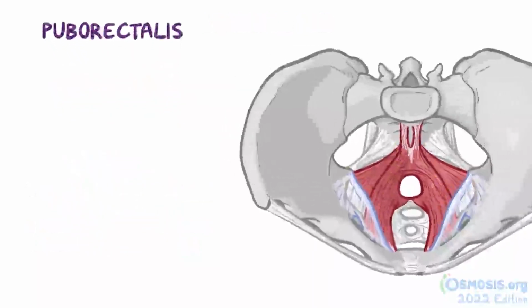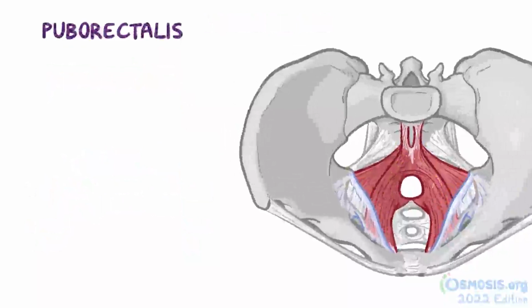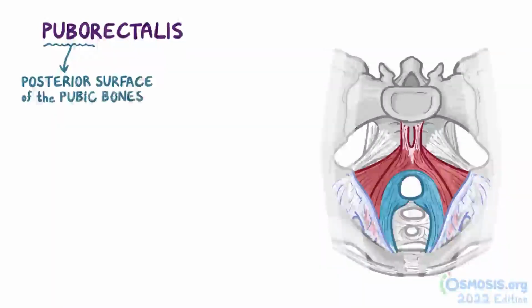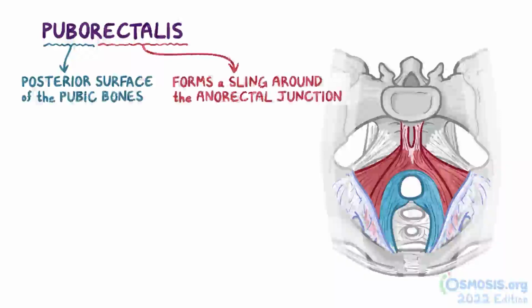The puborectalis is the thicker, narrower, medial part of the levator ani, and it bounds the urogenital hiatus from both sides. And its name kind of gives away the whole story. Pubo means that this part attaches to the posterior surfaces of the bodies of the pubic bones anteriorly, and rectalis means that this part forms a sling around the ano-rectal junction. Easy, right? The puborectalis is U-shaped, with the tips of the U attached anteriorly to the posterior surfaces of the bodies of both pubic bones.